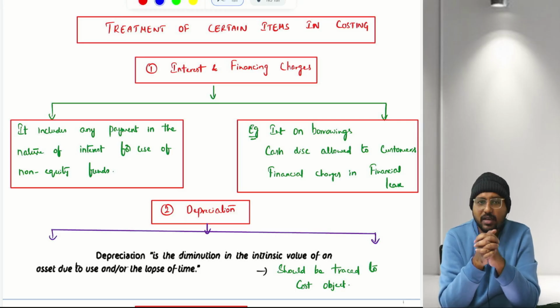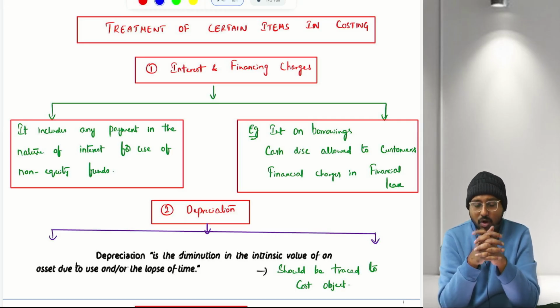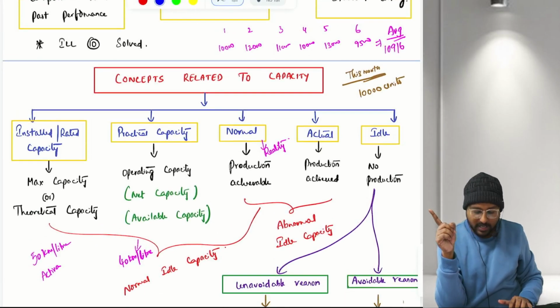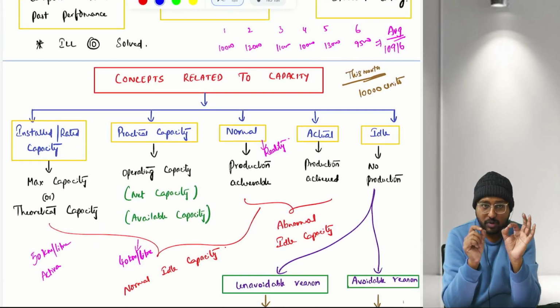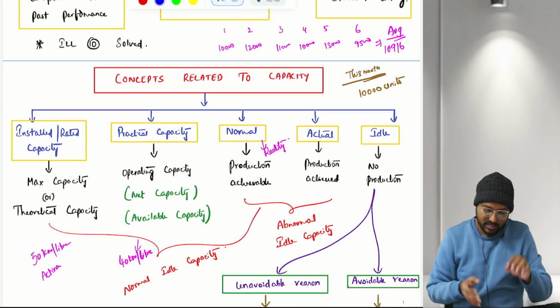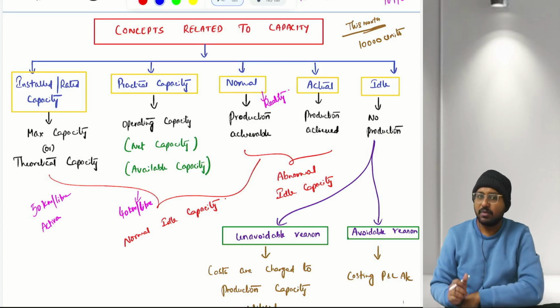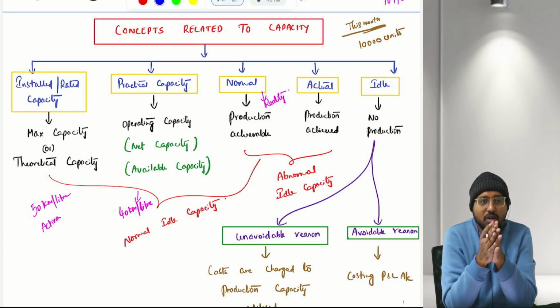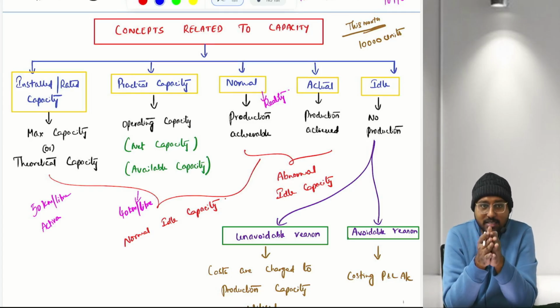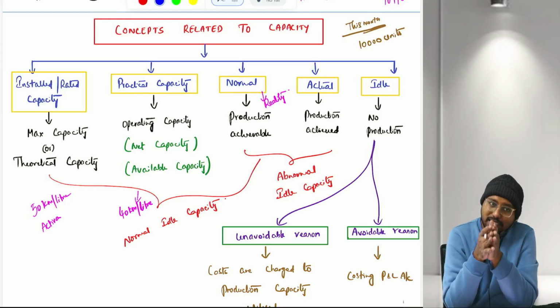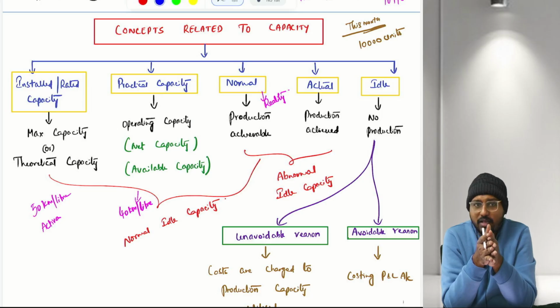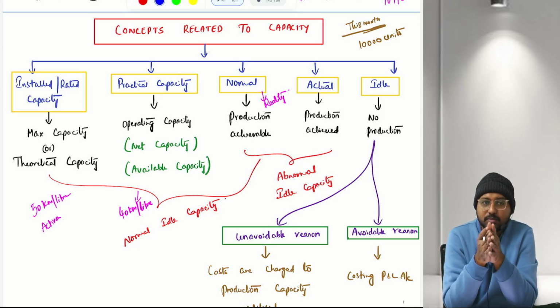Coming to the next one, practical capacity, or we can also call it operating capacity. Words are important. Or net capacity, or available capacity. Are you able to get me? After that, we have something called normal capacity. That is the real capacity, which is production achieved in reality. Then we have something called actual capacity, what you have done in this month.